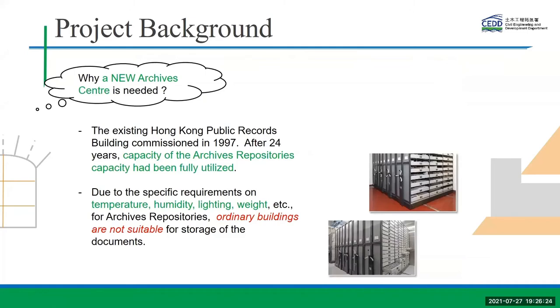In order to cope with the increasing amount of records, the GRS urgently needs a new archive center, which is large enough to accommodate the storage demand in the future 20 to 30 years. You may question why the GRS could not rent some office building or industrial building to keep these records. As I mentioned before, the archive repository requires special design so that the temperature, humidity, lighting, dust level, etc. are controlled at a very stringent standard.